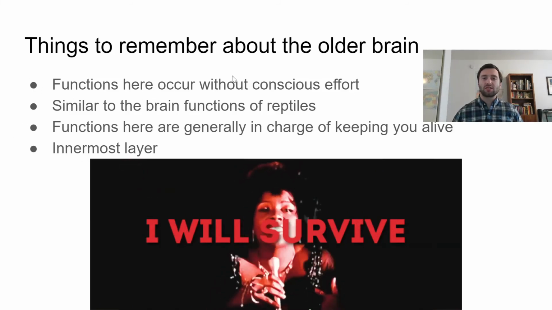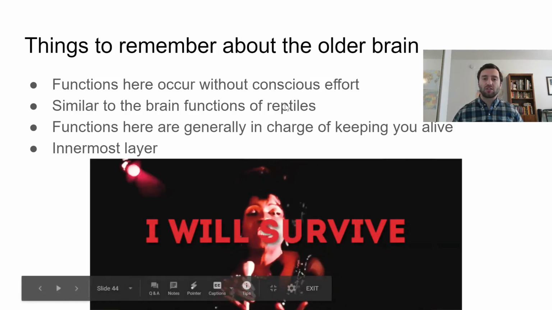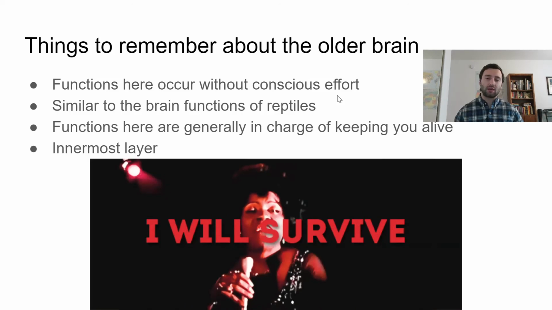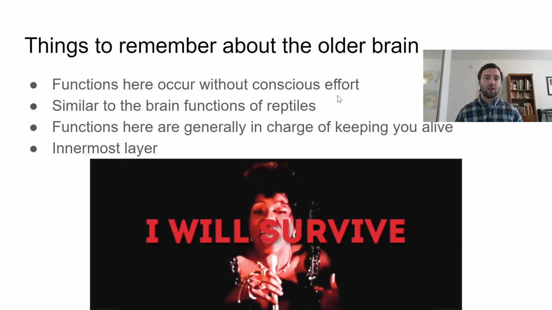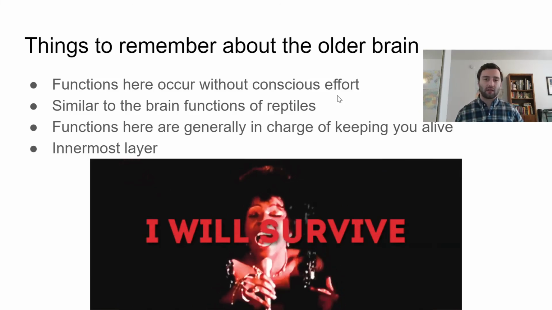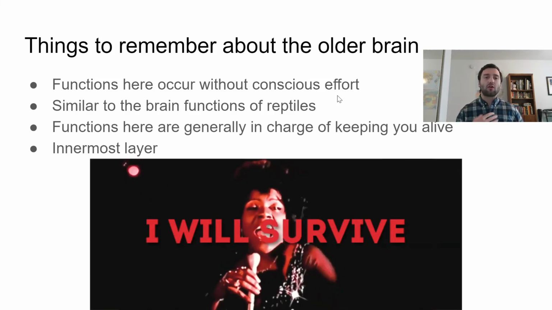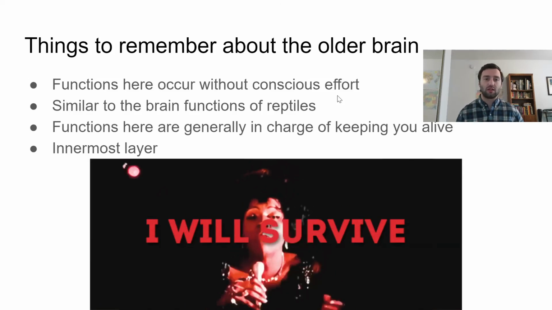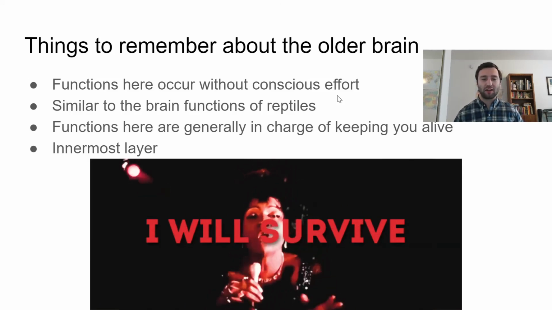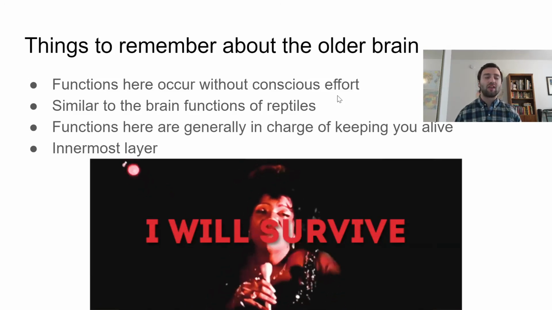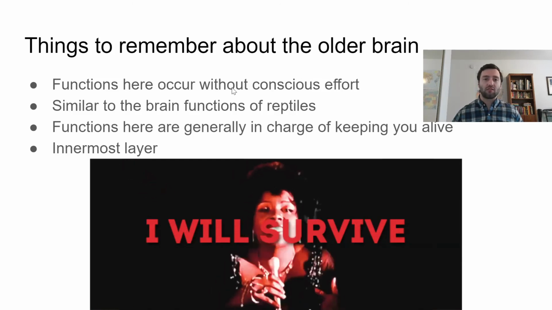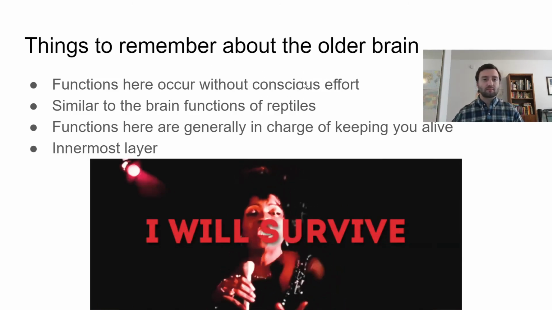These are functions that occur, generally speaking, without conscious effort. When you walk, you don't have to consciously think about moving your feet every step. You just go. You don't consciously think about breathing usually. You just do it. You don't consciously think about your heart beating. You don't think, I'm afraid, I need to get my heart rate up so that I can run away if I have to. Your body does it for you. So these are generally unconscious functions going on in our brain.